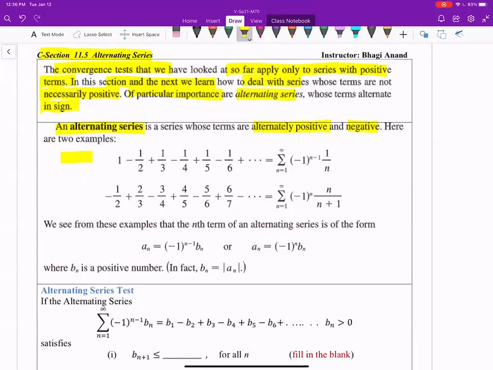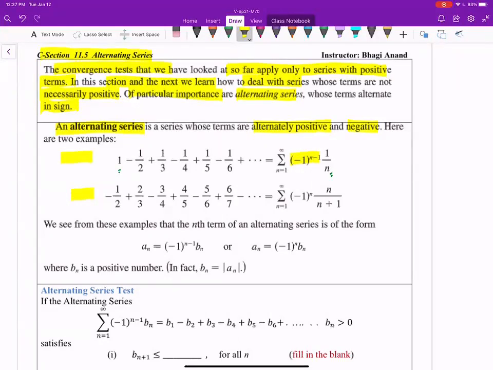Because the terms start with the positive sign and then positive, negative, we are going to introduce this negative 1 to the power n minus 1 times 1 over n. Because when you plug in n equal to 1, you get the first term. When you plug in n equal to 2, you get the second term with the negative sign, and so on. You can also consider the next series, which starts negatively and then alternates in sign. So negative 1 half plus 2 thirds minus 3 fourths plus 4 fifths and so on.